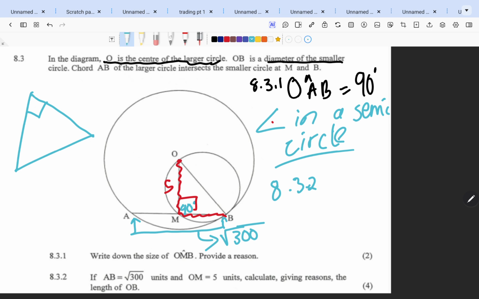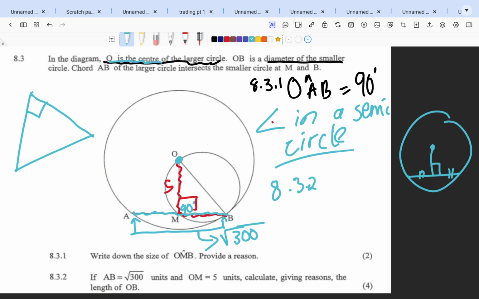I'm joking. Okay, so AB is the chord of the circle, and OM is a line. Remember the first theorem: if you draw a line from the center of the circle, and we are already given that O is the center, and that line is perpendicular to the chord, it's going to divide the chord into two equal halves, which means that this side will be equal to this side.